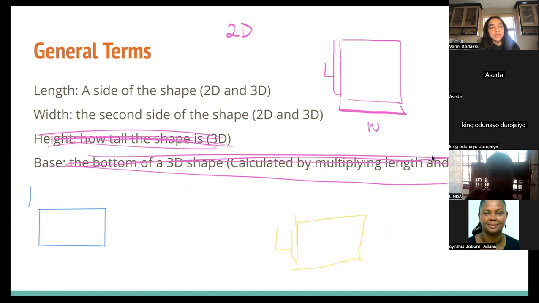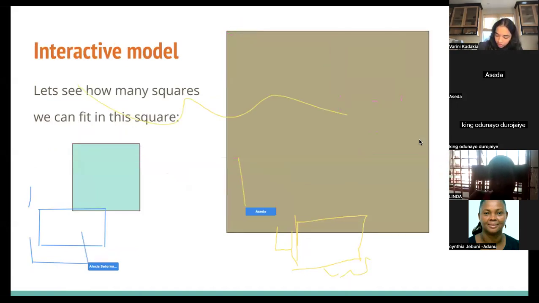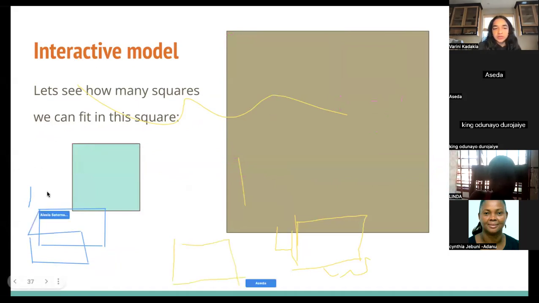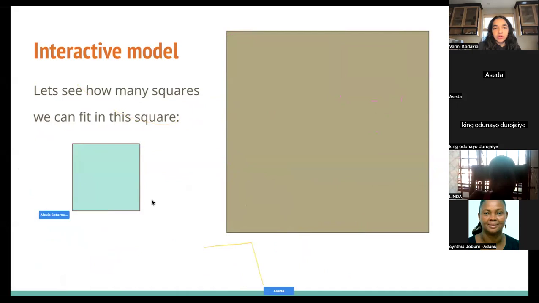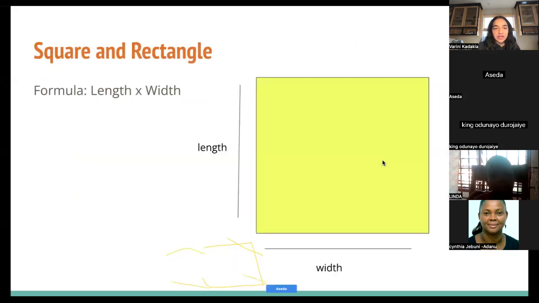Everyone get what length and width are? Okay, next thing. We're gonna skip over this because I think you guys get the concept of area. Okay. Here are the important parts that you need to know.